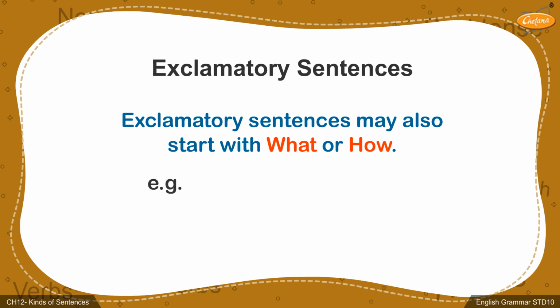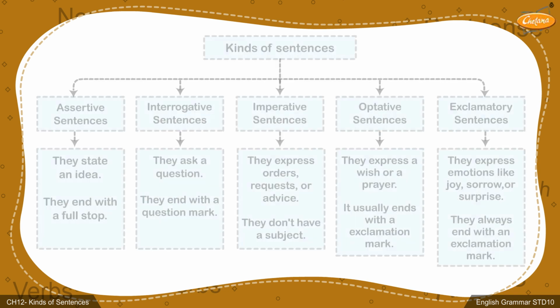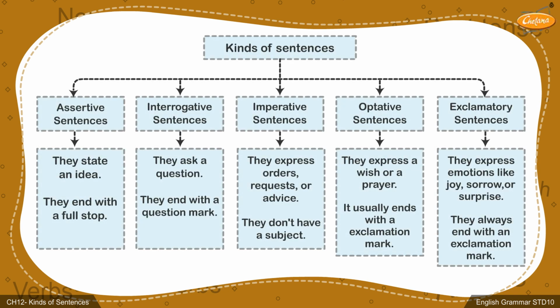Here are some examples. "How beautiful the rose is!" "What a wonderful day it is!" So, students, let us recap what we have learned about the kinds of sentences. They are of 5 types: assertive, interrogative, imperative, optative, and exclamatory.